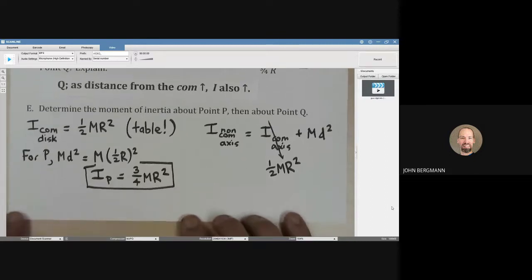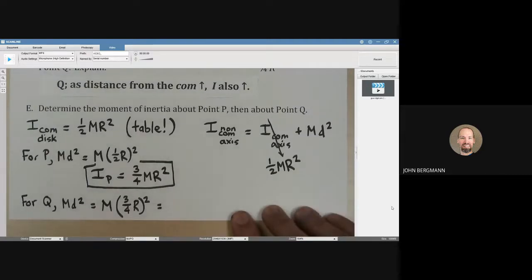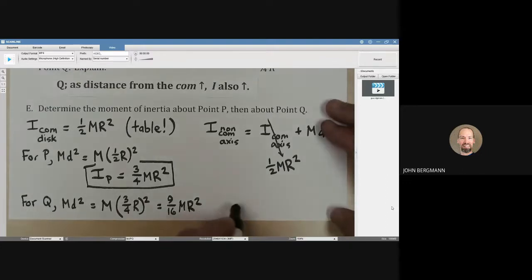What about for point Q? For point Q, that md squared bit is the mass of the disk, but this time the distance is 3/4 of r, and we have to square that. Now what does that come out to? That's going to come out to 9/16 mr squared. 9/16 plus 1/2. Well, 1/2 would be 8/16. So 9/16 plus 8/16, the moment of inertia about Q, I'm getting 17/16 mr squared.